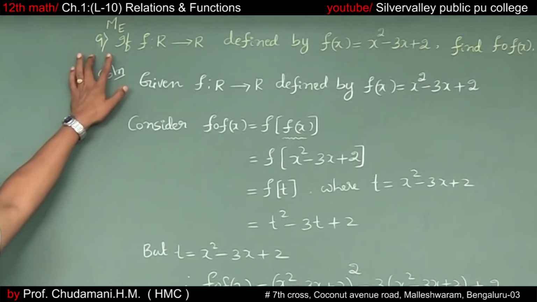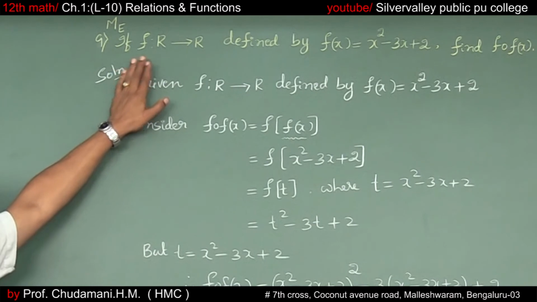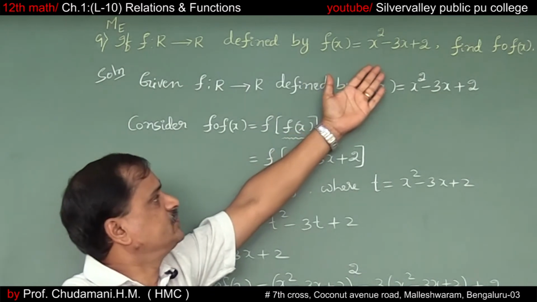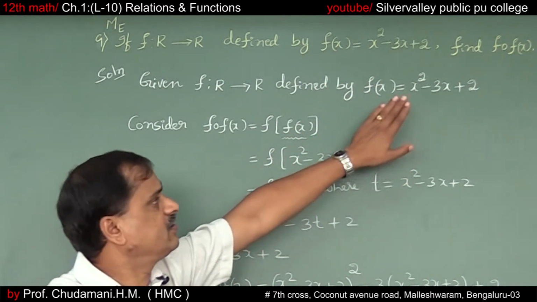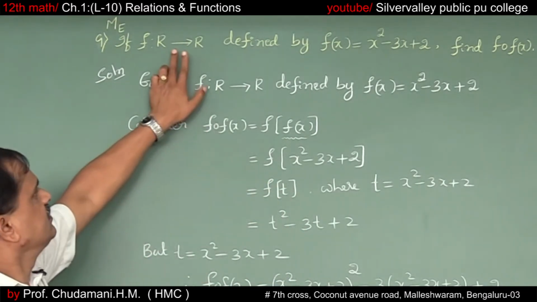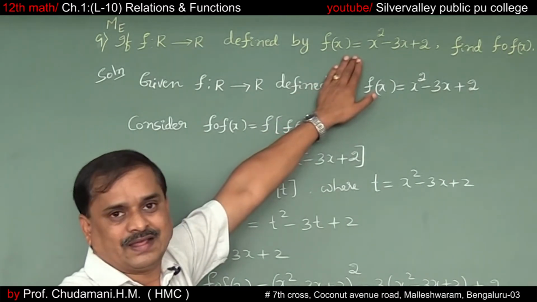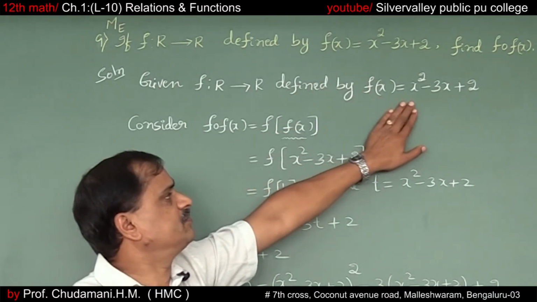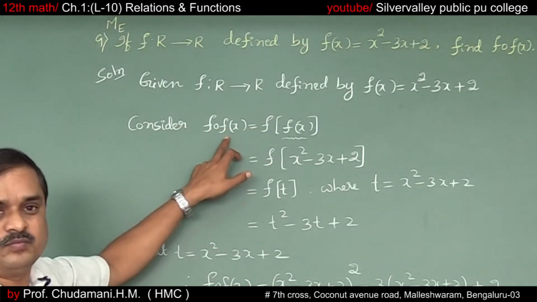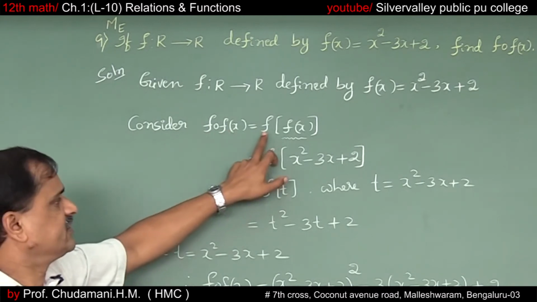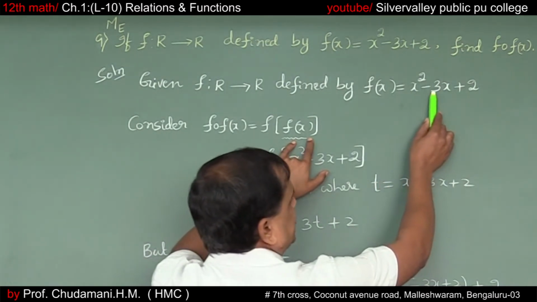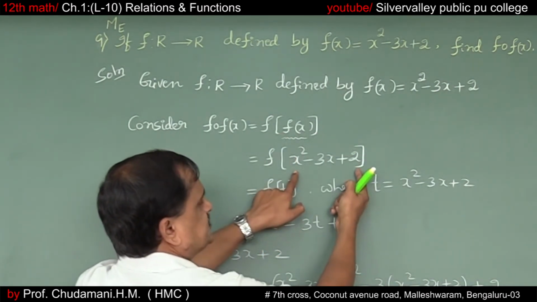Ninth one, again a miscellaneous exercise problem. If f from R to R is defined by f of x is equal to x square minus 3x plus 2, find the composition of f and f, they are asking. Solution. Given f from R to R defined as f of x equals x square minus 3x plus 2. So we are supposed to find the composition of f and f, that is f of f of x. What is f of x actually? x square minus 3x plus 2. In place of f of x I have written it.